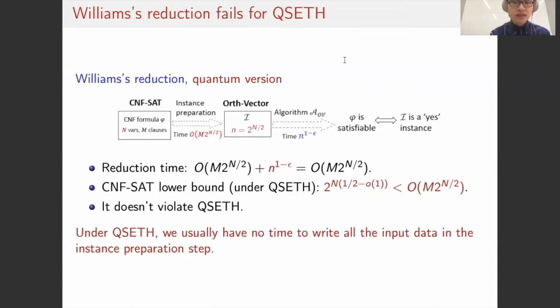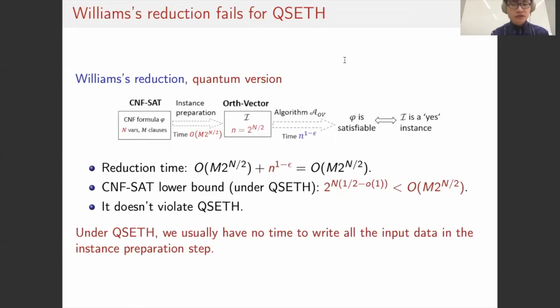In this case, the reduction time is already greater than the CNF-SAT lower bound under QSETH, just because we can use Grover search to get a speedup for CNF-SAT. So it doesn't violate QSETH. Therefore, under QSETH, we cannot get a non-trivial lower bound for the orthogonal vector problem just based on the classical reductions.